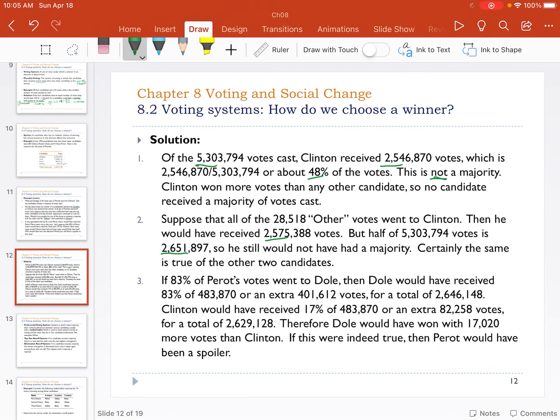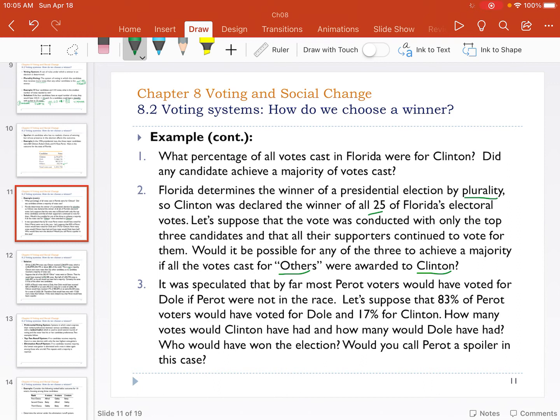So certainly the same is true of the other candidates. If Clinton was the leader and he can't make it over to the majority, then of course neither one of the others can. Even though Dole was pretty close, Perot would not be able to be close to a majority here.